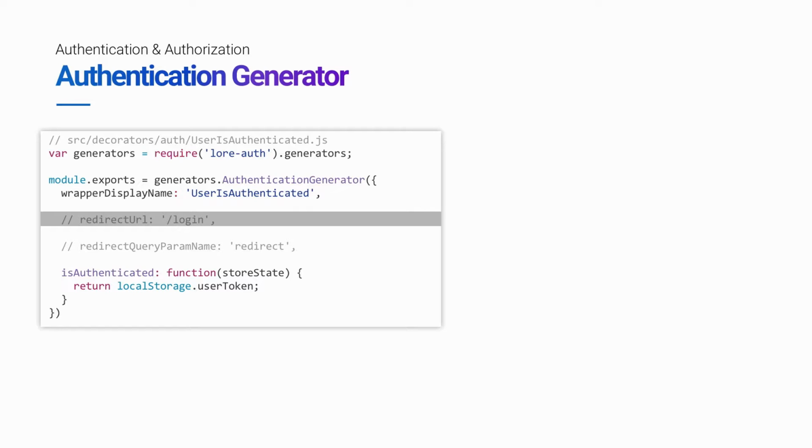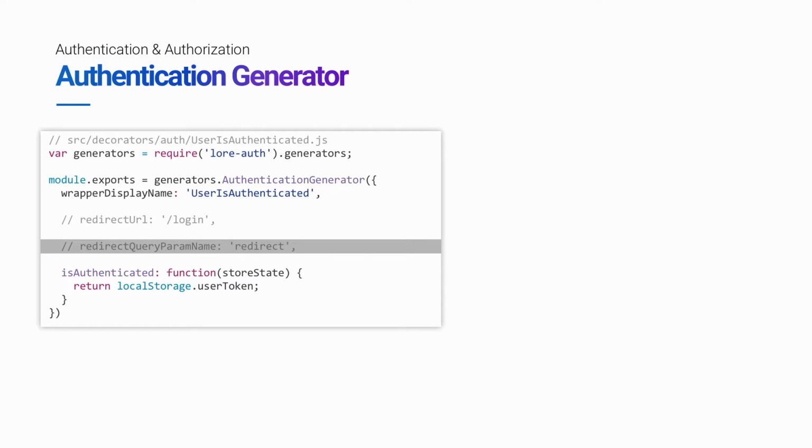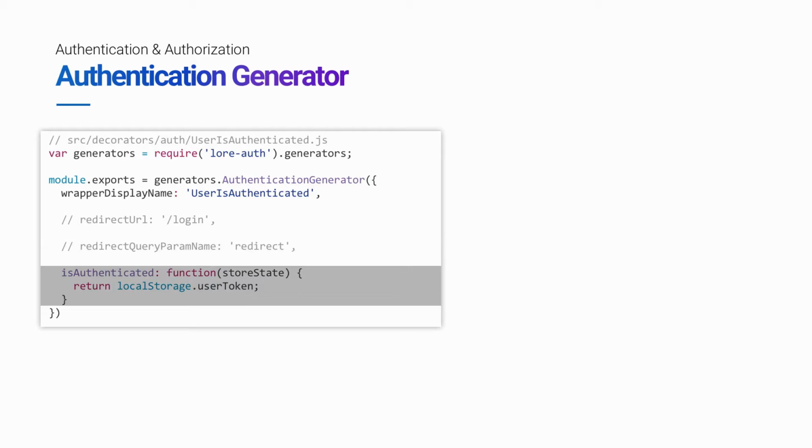The redirect URL is located at /login by default, but you can change it. When the user is redirected, the URL they were trying to go to is saved as a query parameter called redirect, which you can also change if you'd like. Finally, we need to provide an implementation for the isAuthenticated method to determine whether the user is logged in. For this example, we're simply going to be looking for a user token in local storage, but you also have access to the Redux store if you need it for whatever approach you're using.